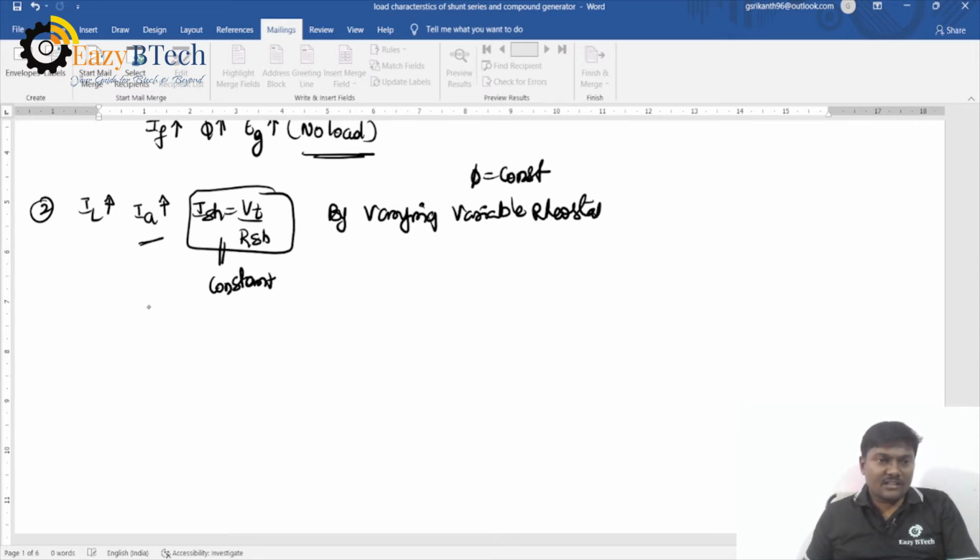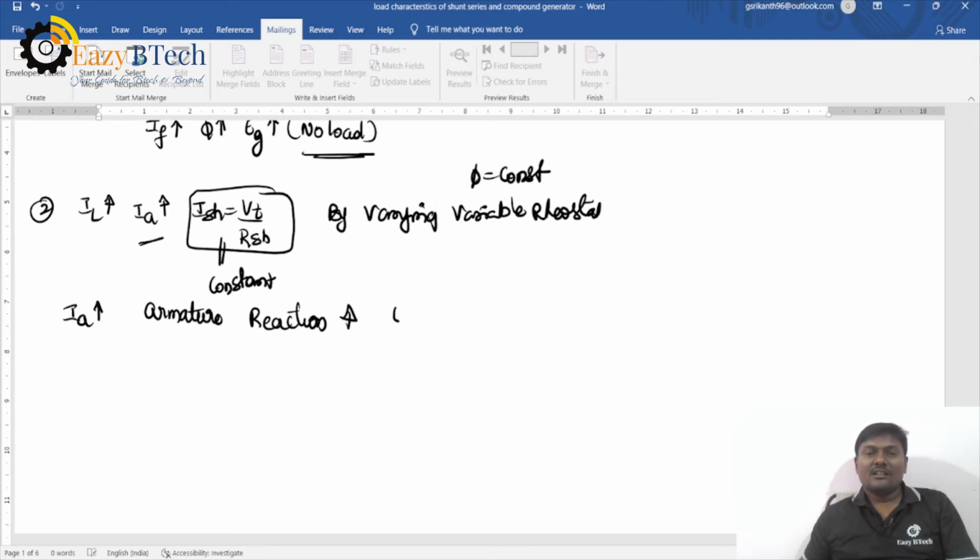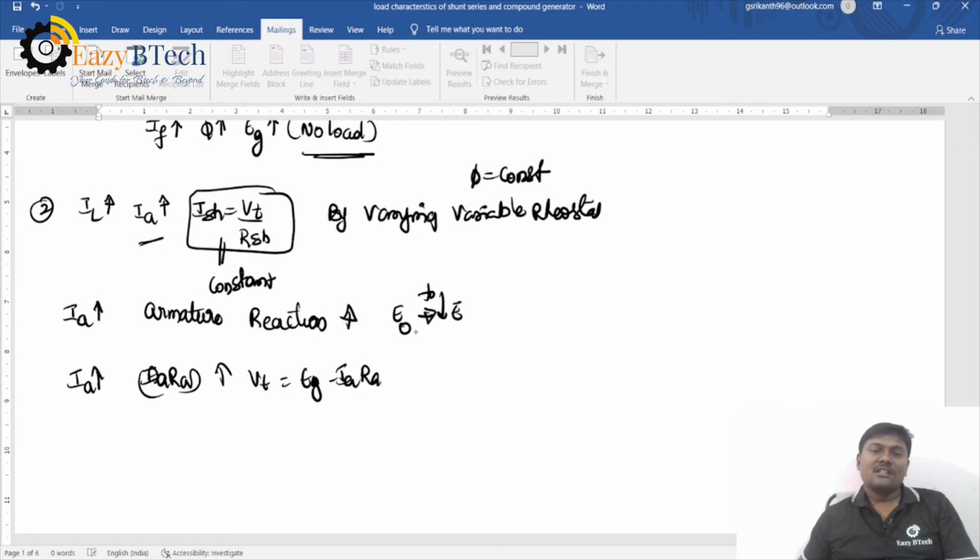As Ia increases, armature reaction also increases. Then the no load induced EMF E0 decreases to Eg. And the second drop is, as Ia increases, the Ia Ra drop increases, then the terminal voltage decreases.